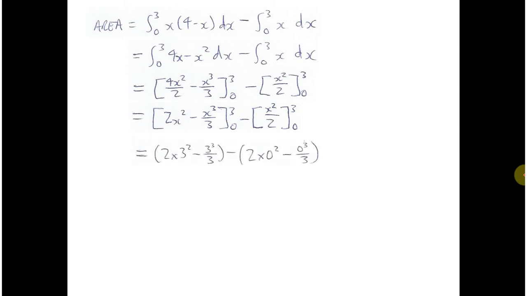Sticking our limits in for the first one and subtracting: 2 times 3 squared minus 3 cubed over 3, when we stick 3 in, take away, stick 0 in, 2 times 0 squared minus 0 cubed over 3. Then we need to stick 3 into x squared over 2, so we get 3 squared over 2, minus, stick 0 in for x, so we get 0 squared over 2. Sticking all that into a calculator, we get the area is 9 over 2. This concludes this presentation.